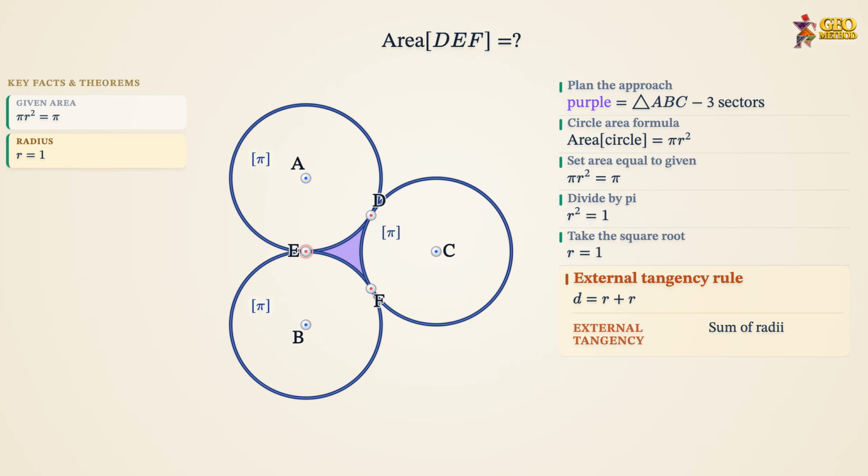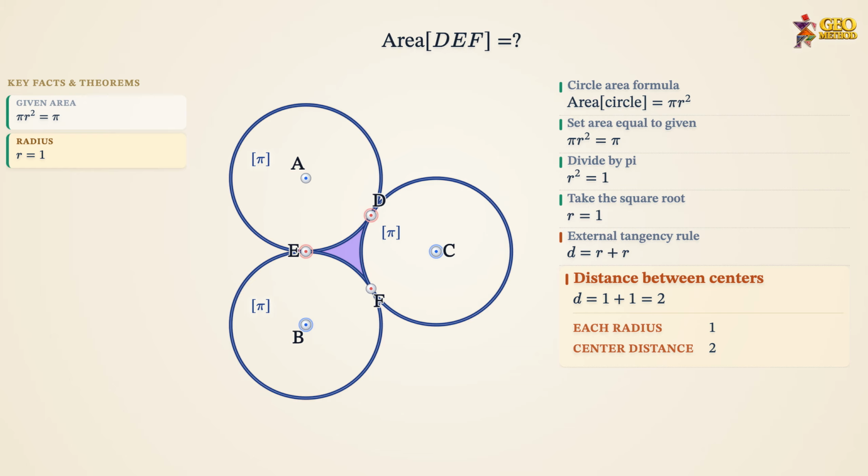Next, we need the triangle's side length. When two circles touch on the outside, the distance between their centers equals the sum of the two radii, because the tangent point sits right on the line joining the centers. Both radii equal 1, so each pair of centers is 1 plus 1, that is 2, apart. Every side of the center triangle, therefore, has length 2.